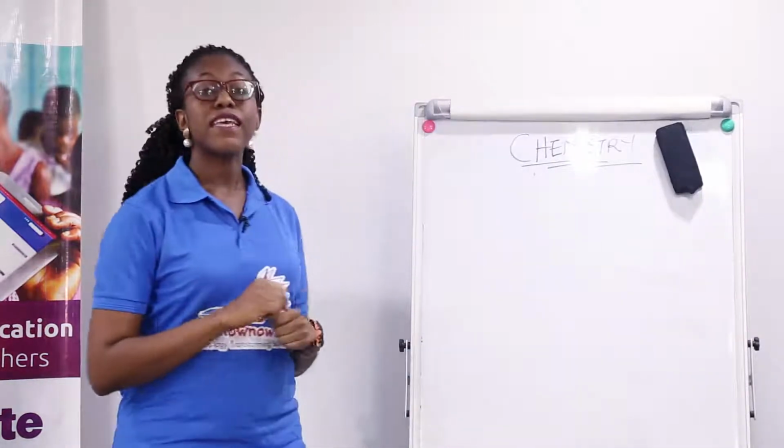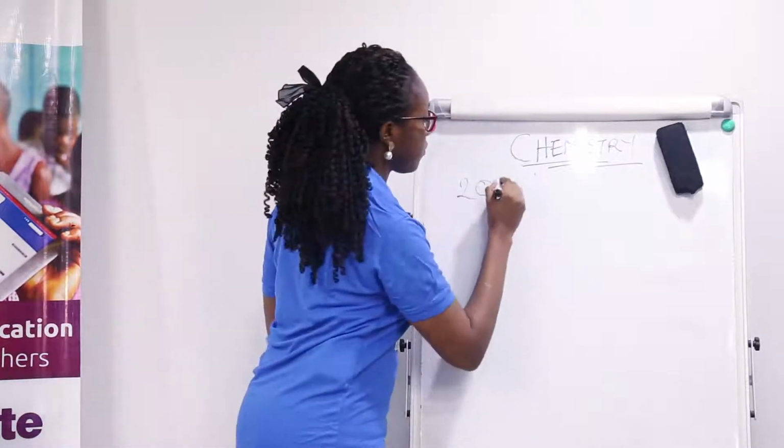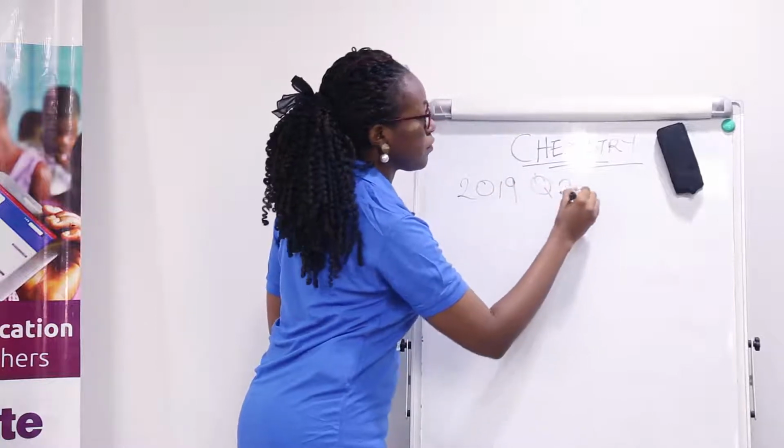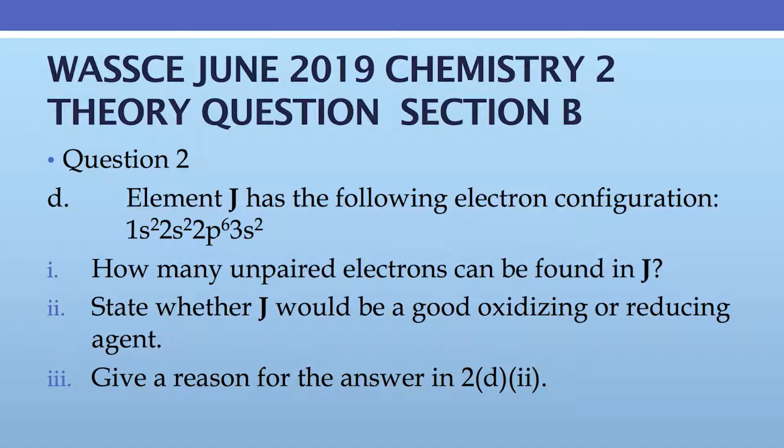Our next question is taken from the same year 2019, question 2D. The question reads, element J has the following electron configuration of 1s2, 2s2, 2p6, 3s2. I. How many unpaired electrons can be found in J? II. State whether J would be a good oxidizing or reducing agent. III. State a reason for the answer in 2dii.